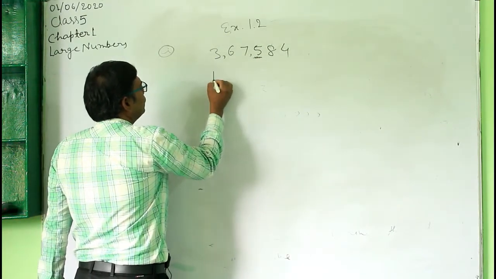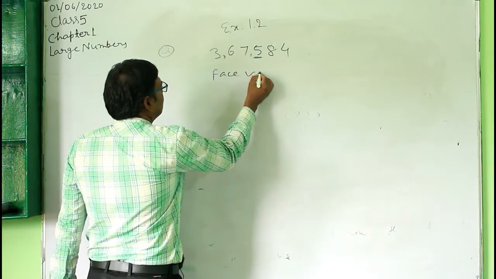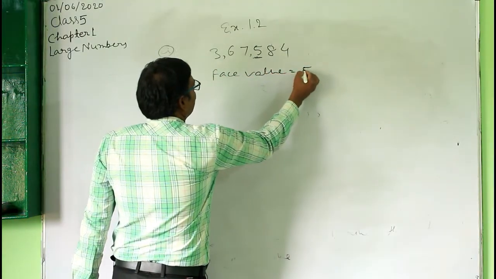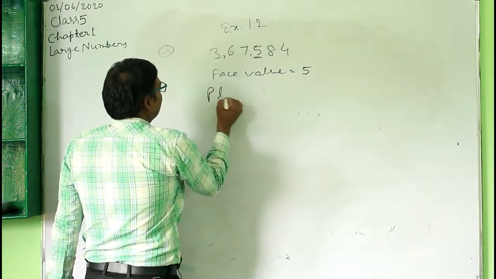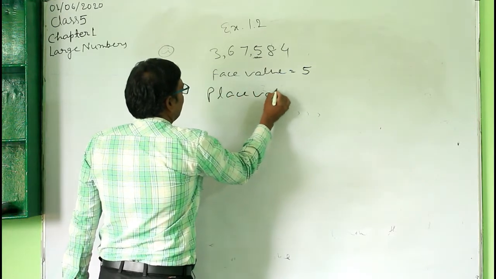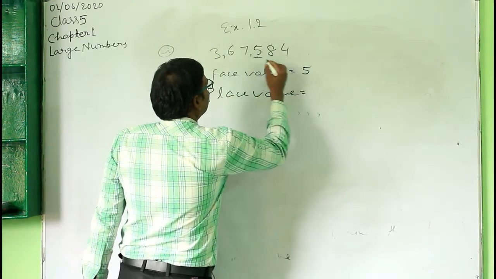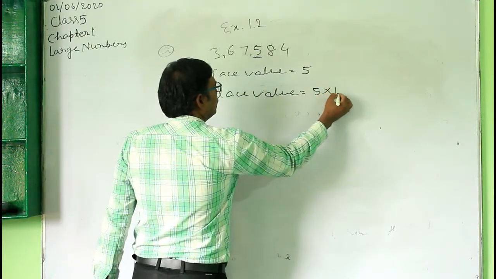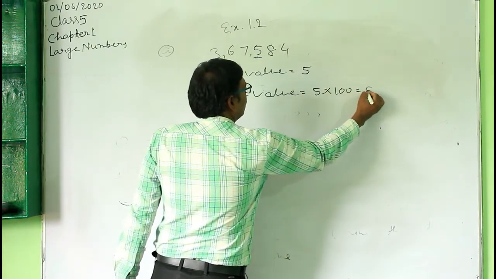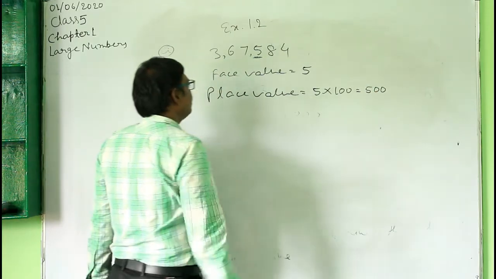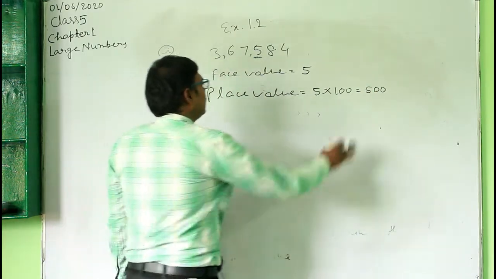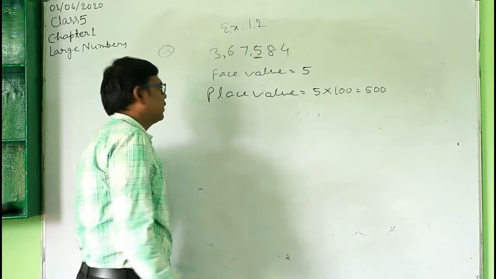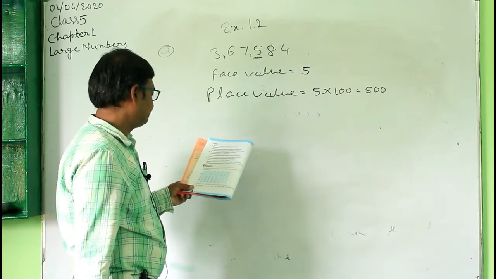So the face value of this will be equal to 5, and the place value is equal to, now see that this is at the hundreds place. So it will be 5 into 100, equal to 500. So the place value of this 5 is 500, and the face value remains the same, that is 5. So this is the answer.